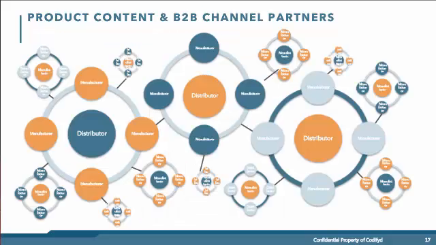And we know it's a big problem. Most manufacturers have thousands of channels. Most B2B distributors have thousands and thousands of customers, creating a remarkably complex ecosystem of how information needs to get exchanged between manufacturers and distributors and other channel partners.